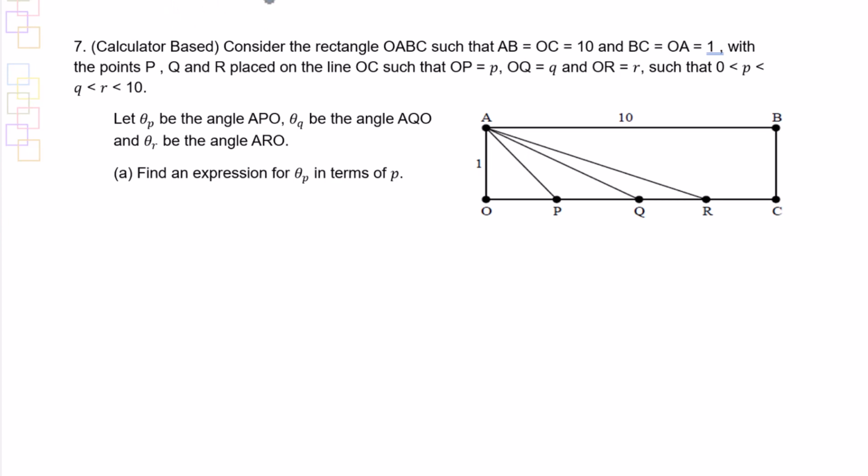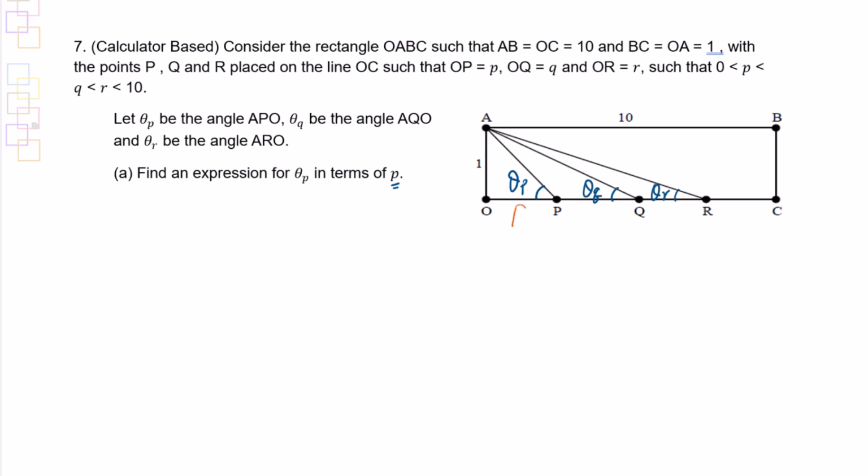Let theta P be the angle APO. Theta Q be the angle AQO. Theta R be the angle ARO. A. Find an expression for theta P in terms of P.